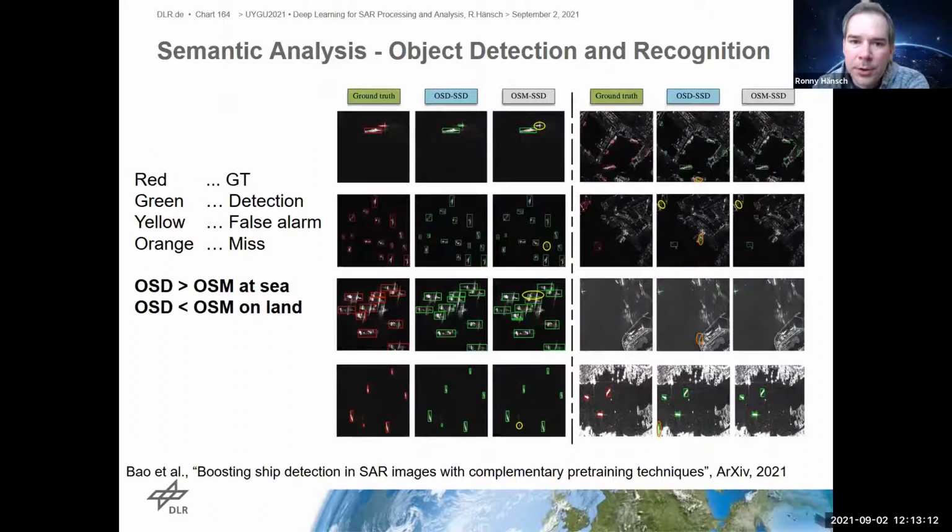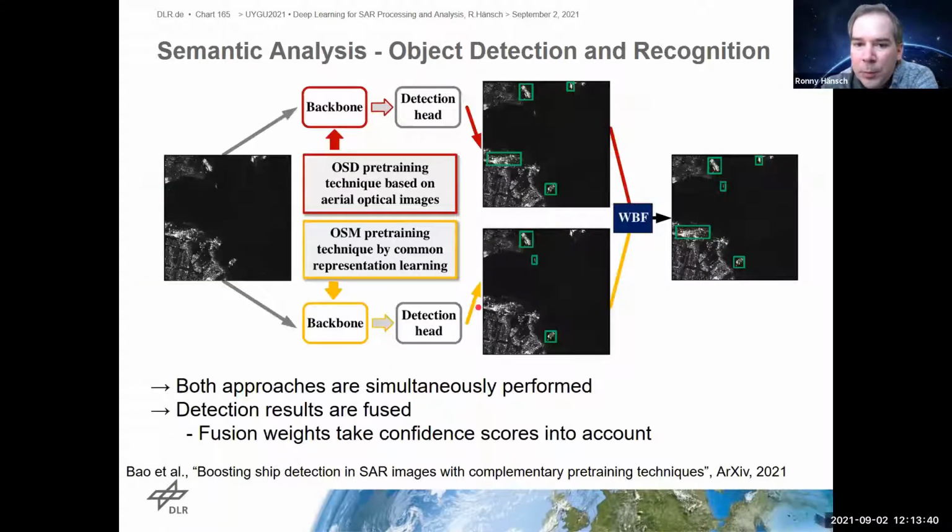So they tried those two approaches. The OSD is the optical ship detector just applied to SAR images, and the OSM is the optical SAR matching ship detector, which was pre-trained on this matching task. Both of them work quite well, but sometimes one works better than the other. The optical ship detector worked better at sea, while the one that was pre-trained on matching worked better at land. So they decided to do both and just fuse those two things together.